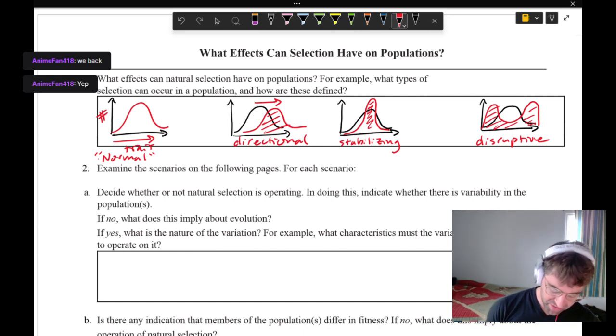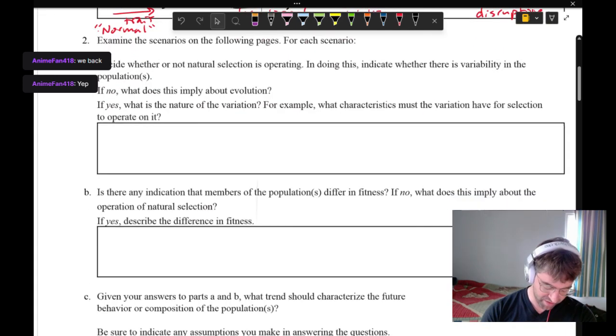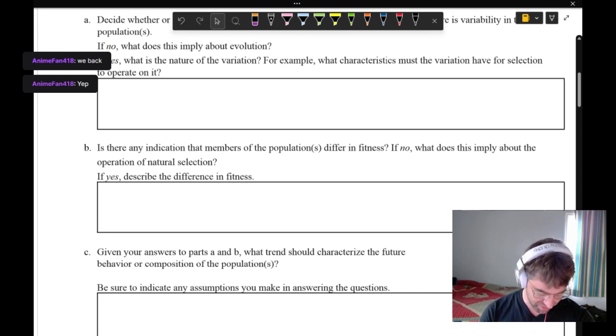So now we examine the scenarios in the following pages, and for each scenario we have a couple of things we need to answer. First, decide whether or not natural selection is operating. In doing this, indicate whether there is variability in the populations. If no, what does this imply about evolution? And if yes, what is the nature of the variation? For example, what characteristics must the variation have for selection to operate on it? There isn't actually a question here, that's just a placeholder.